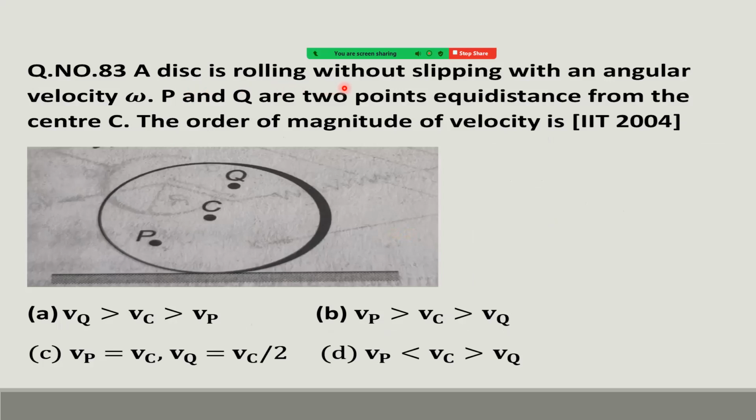A disc is rolling without slipping with an angular velocity omega. P and Q are two points equidistant from the center C. The order of magnitude of velocity is, its meaning is about speed, right? Now see what we can say here, given P and Q are equidistant from C. Let us see how to decide this.